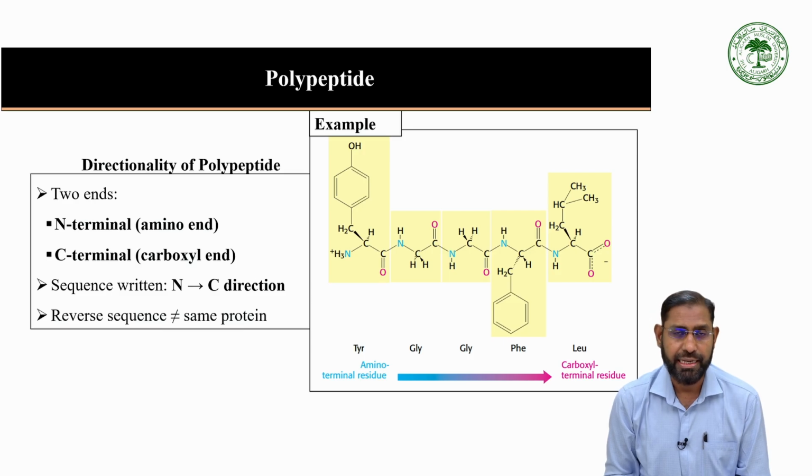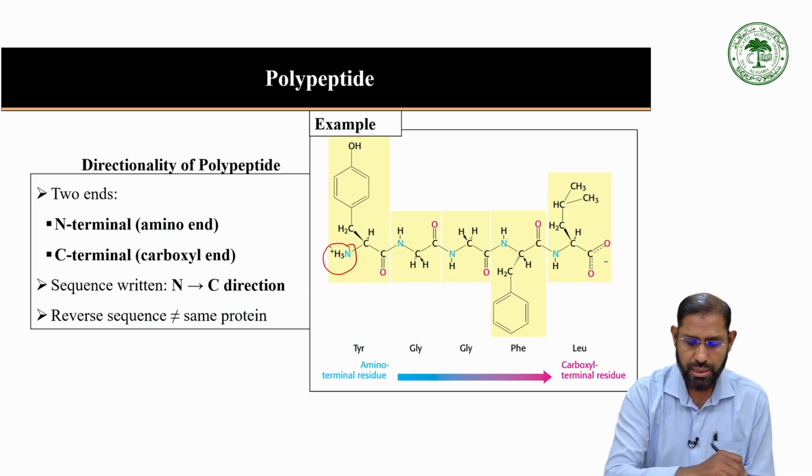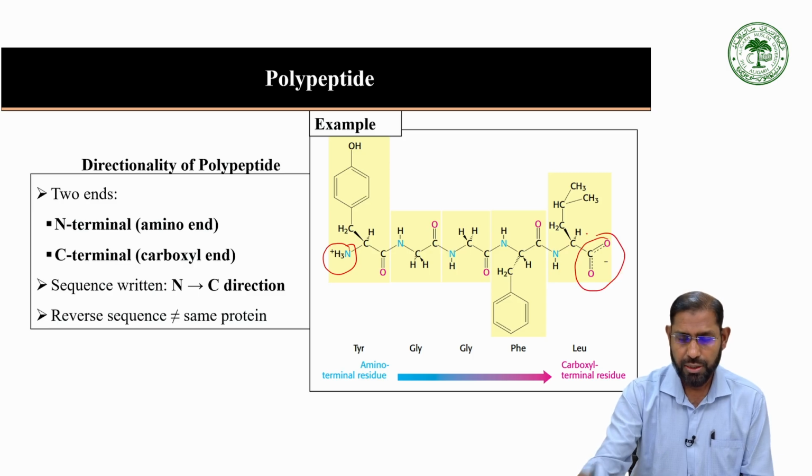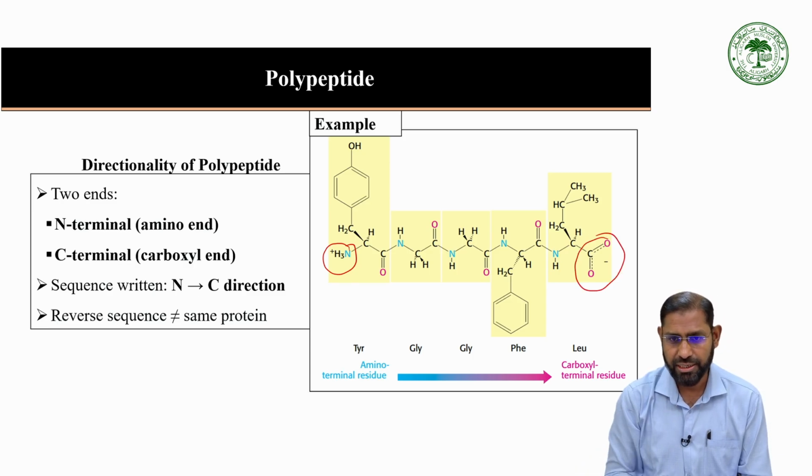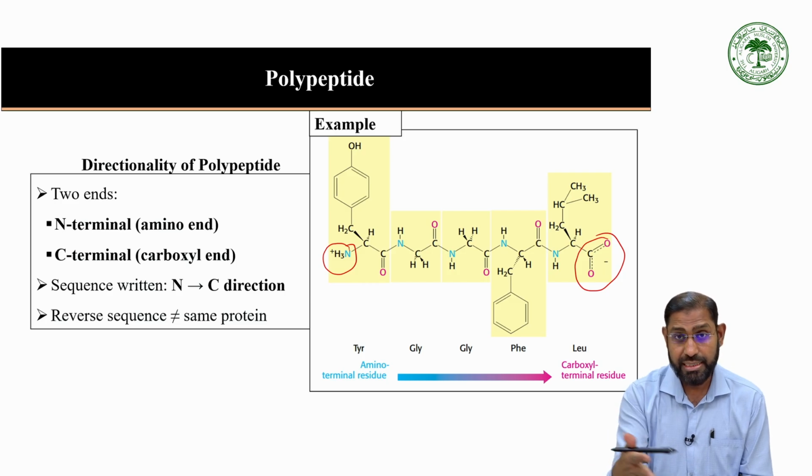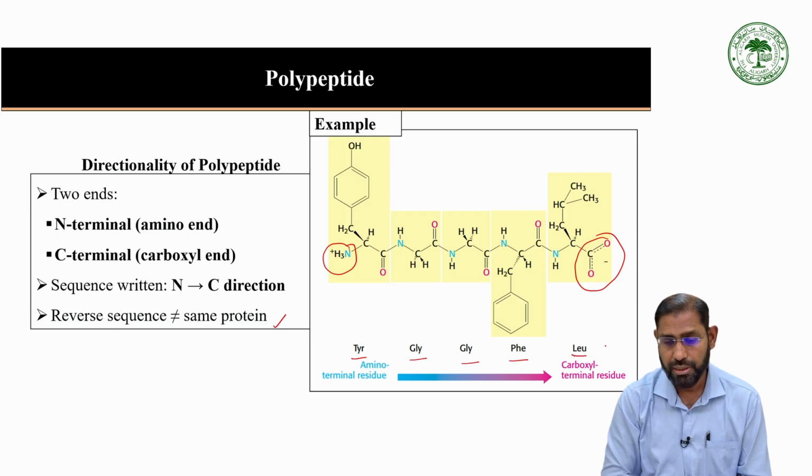A polypeptide chain also has direction, and it has two termini. One is the N terminal and the other is the C terminal. So it is directional, and the sequence in the N to C direction is very important. When we reverse it, it is a different direction with different amino acids. So we have a fixed direction, or directionality. In this example, tyrosine is at the N terminal, then glycine, then phenylalanine, and finally leucine at the C terminal. It has a very specific direction.